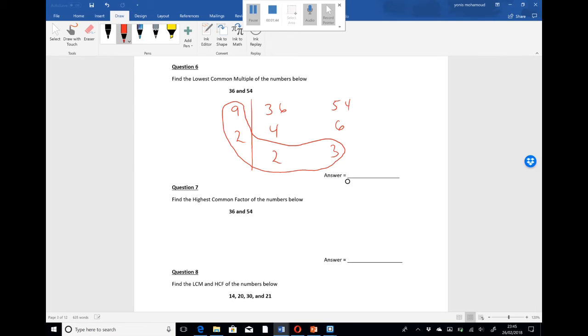And I'm going to multiply them together. So I'm going to do 9 times 2 times 2 times 3. Okay, so 9 times 2 is 18, times 6. So 18 times 6, let me do the calculation here: 18 times 6, 6 times 8 is 48, 6 times 1 is 6, plus 4 is 10, 108. So the lowest common multiple is 108.